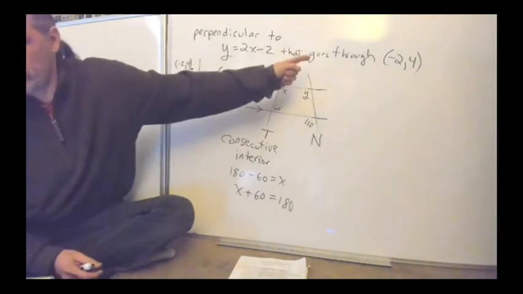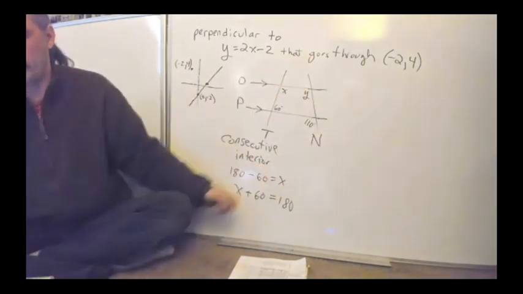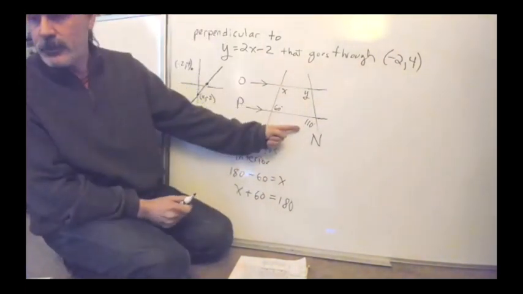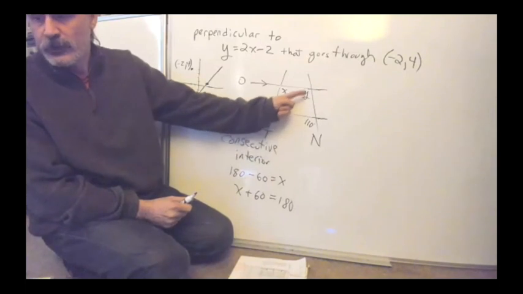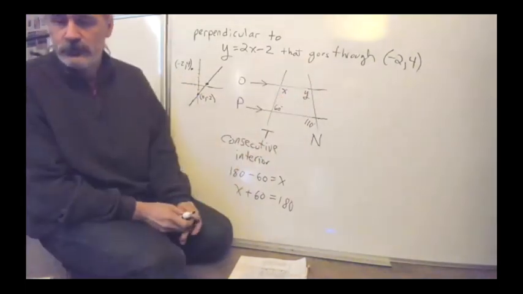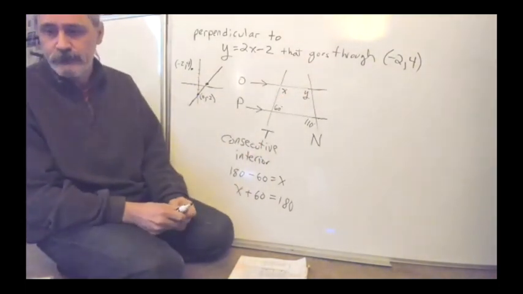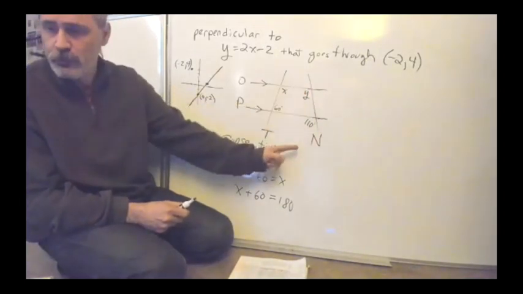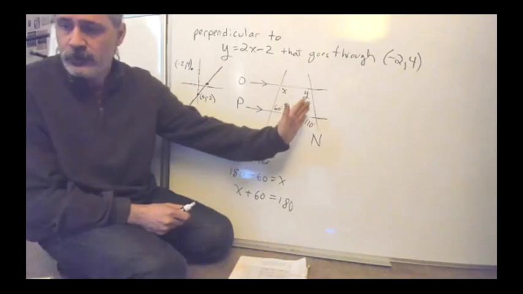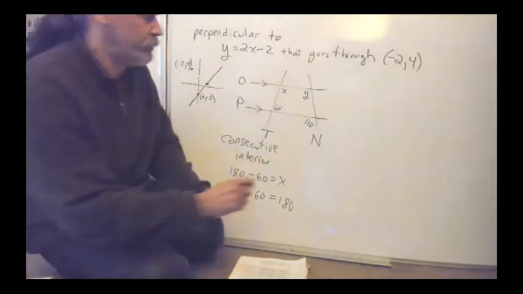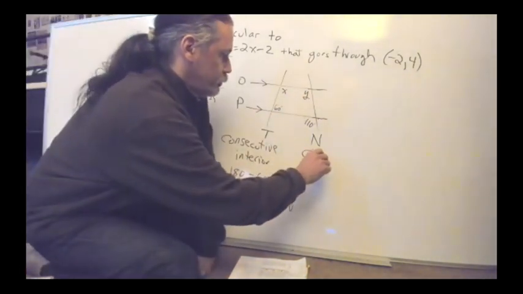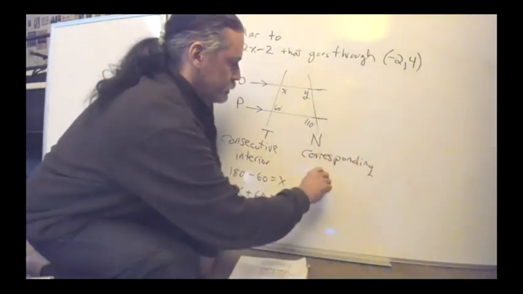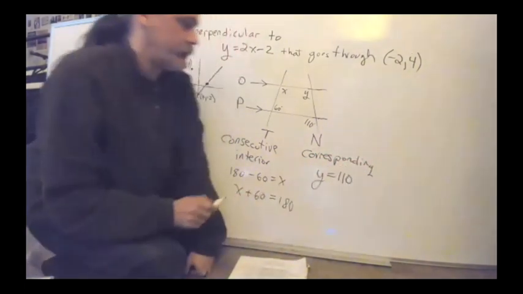Okay, now the transversal N connects the Y and the 110. Okay, now 110 is not interior. Y is interior. So this probably means they're corresponding. All right, notice Y and 110 are both below parallel line and both left of the transversal. Okay, so these are corresponding. So that means Y equals 110.